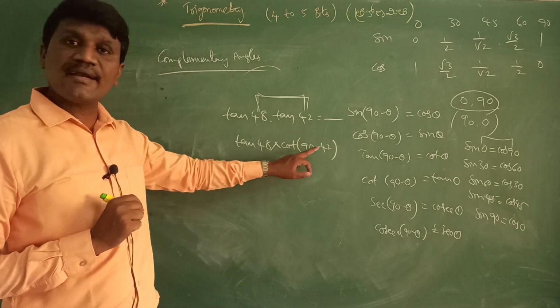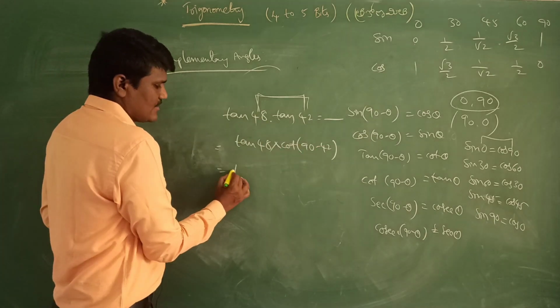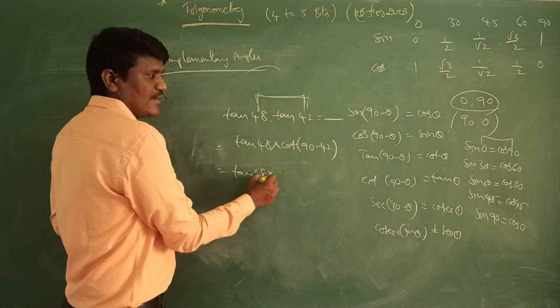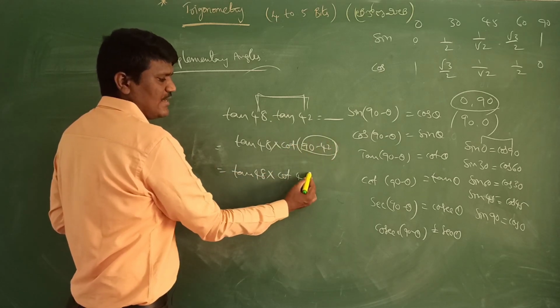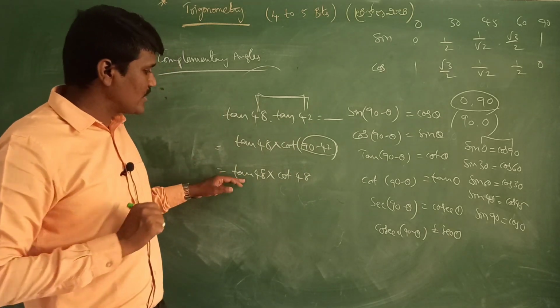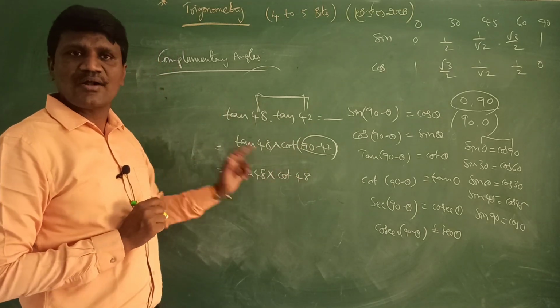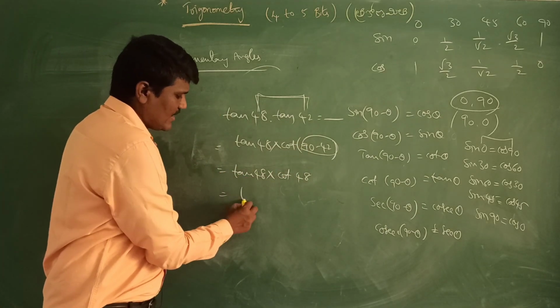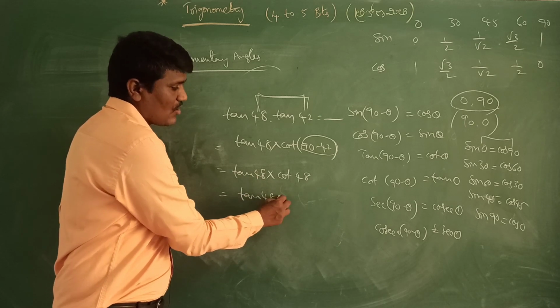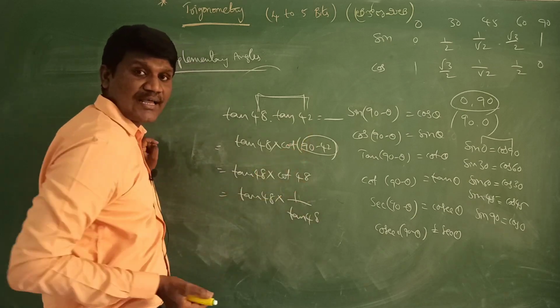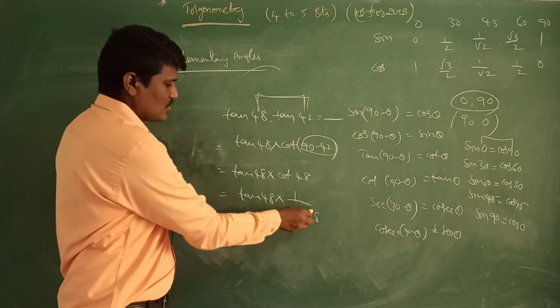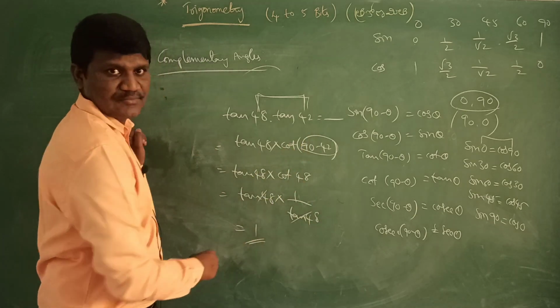Tan theta is equal to cot 90 minus theta. So that is tan 48 into cot 90 minus 42, and 90 minus 42 is 48. So tan 48 into cot 48. I can write cot 48 as 1 by tan 48, since cot theta is equal to 1 by tan theta. So tan cancels, and 1 is the answer.